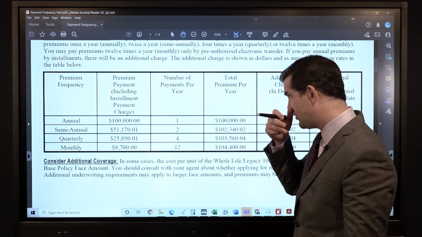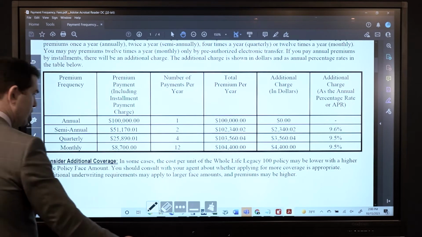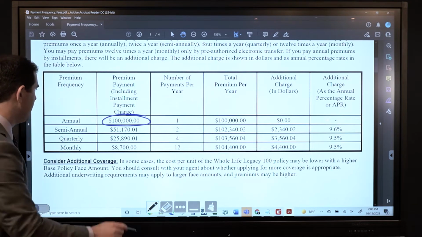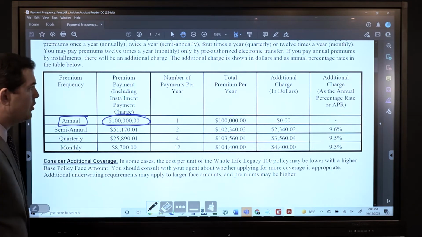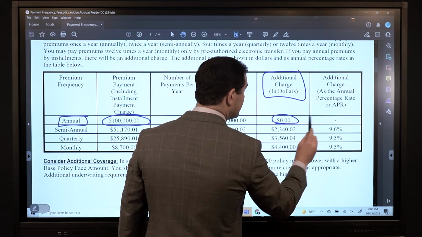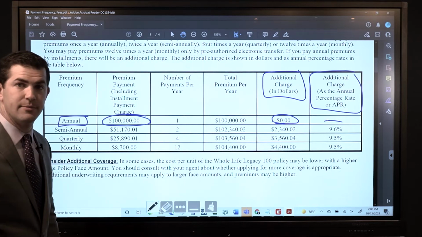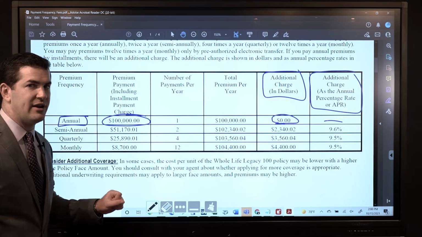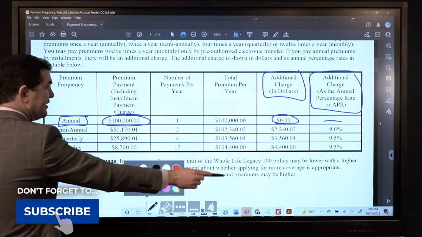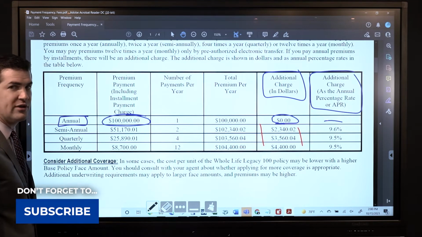So this is from an illustration where the company discloses what their fees are. This is for an individual who wants to pay in $100,000 per year. And if he pays it annually, what do we see in respect to additional charge in dollars and then the annual percentage rate? Nothing. What if he pays any other frequency? What do you notice here? We see the additional charge, and then you also see the APR, the annual percentage rate.